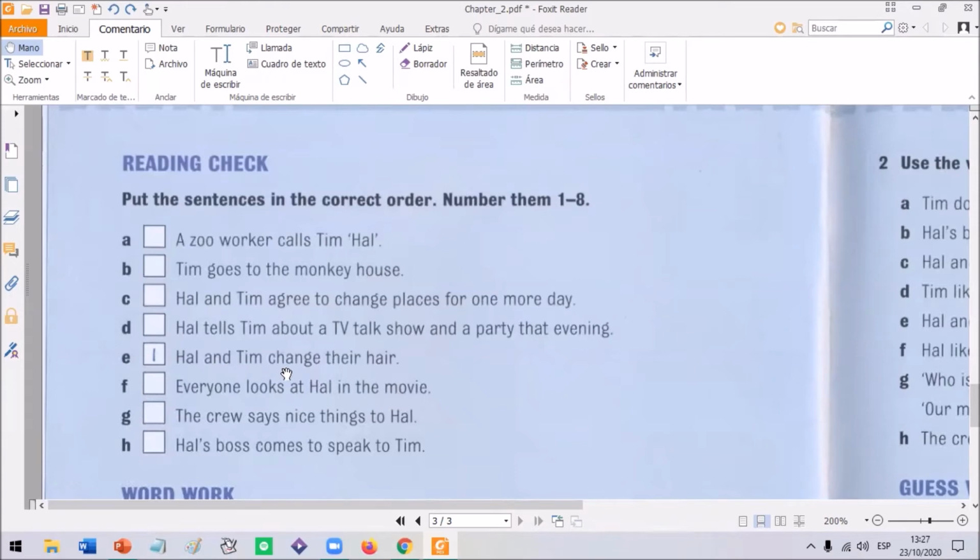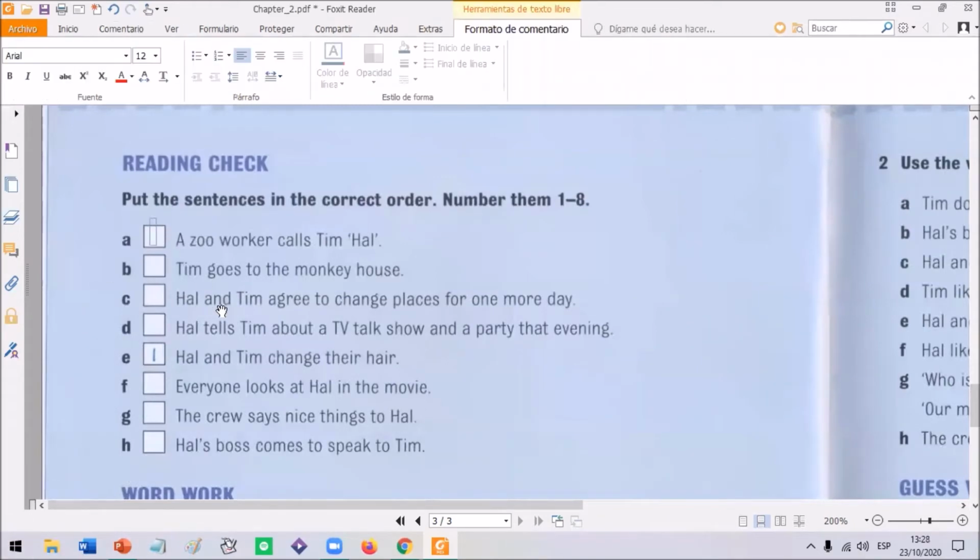Hal and Tim change their hair. Now, what is the second sentence? What is number two? Can you write sentence number two on the chat? Or you can tell me the letter, write A, B, C, D, etc. What's sentence number two? Yes, excellent. This is number two. A zoo worker calls Tim Hal.